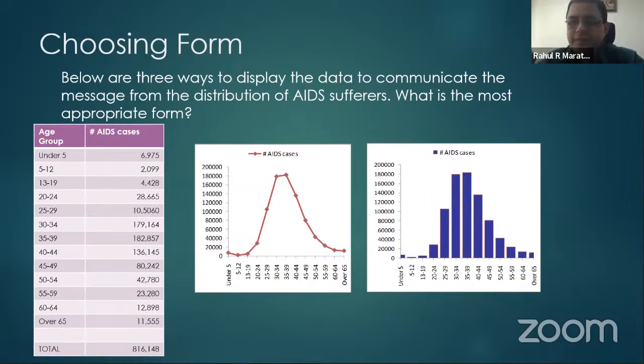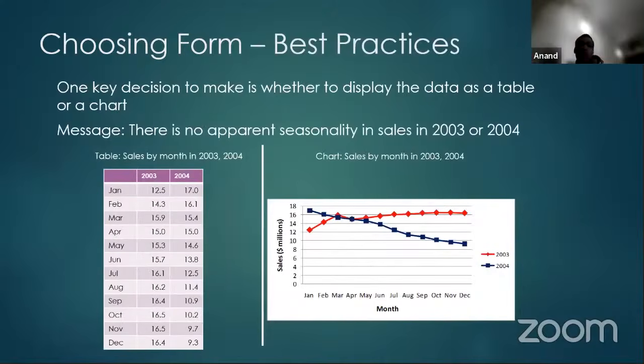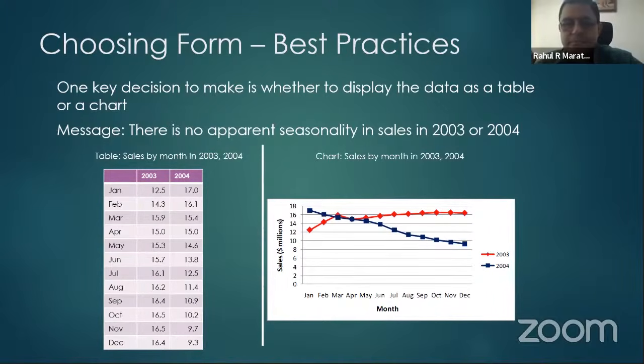So there are obviously some recommended best practices when we choose a form. Look at it this way: I have sales numbers for 2 years, January to December. The message I want to show is that there doesn't seem to be any kind of seasonality.